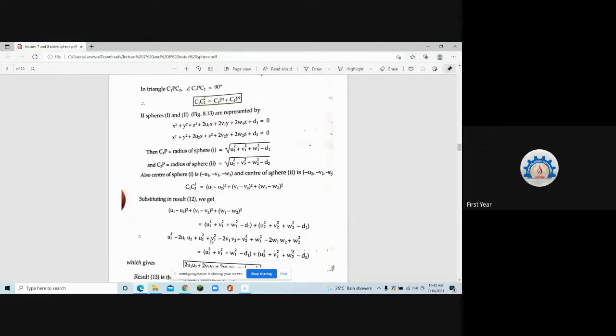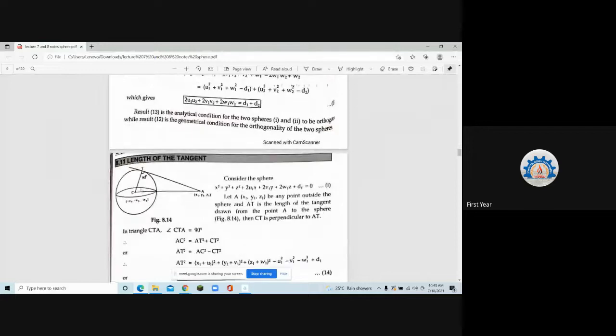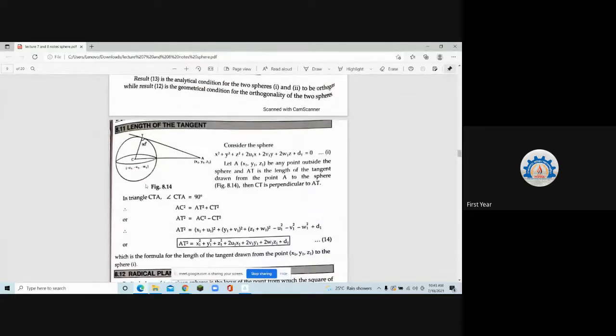Okay. So then length of the tangent, this is never asked, but still how do we find length of the tangent? If I am given a point A on the tangent line and we want to find the distance AT square, then again if I draw a perpendicular from T to C, that will be 90 degree. Using Pythagoras theorem again, AC square will be equal to AT square plus CT square, which will give me the value of AT square using this formula.